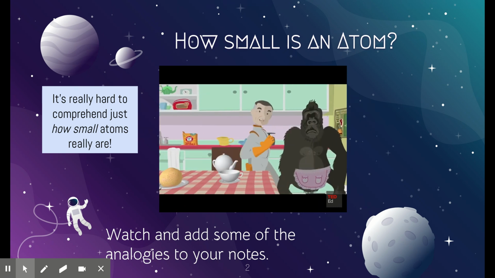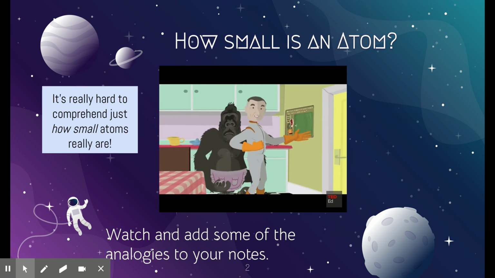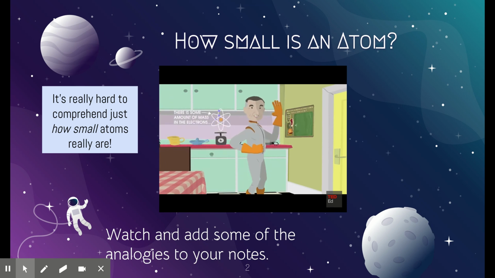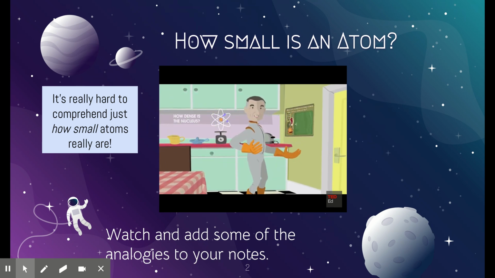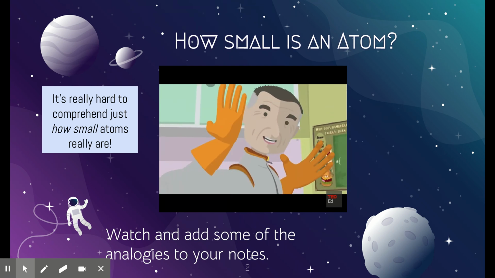Okay, one more thing, if I can even get more bizarre. Since virtually all of the mass of an atom is in the nucleus, now, there is some amount of mass in the electrons, but most of it is in the nucleus. How dense is the nucleus? Well, the answer is crazy.